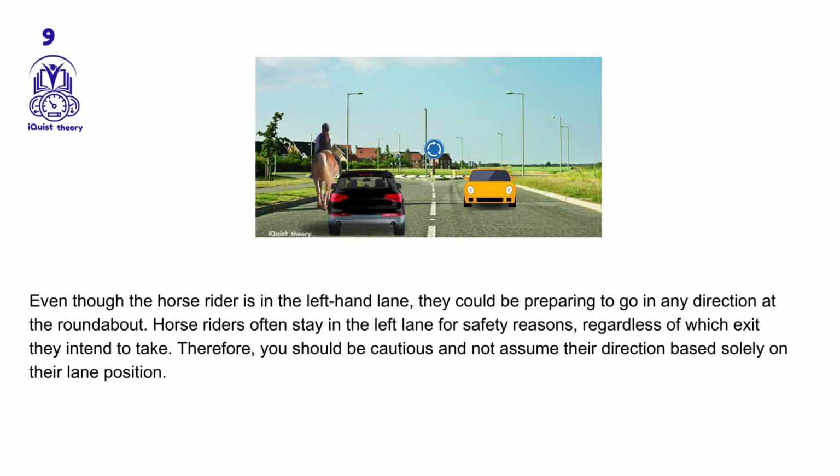Even though the horse rider is in the left-hand lane, they could be preparing to go in any direction at the roundabout. Horse riders often stay in the left lane for safety reasons, regardless of which exit they intend to take. Therefore, you should be cautious and not assume the direction based solely on their lane position.